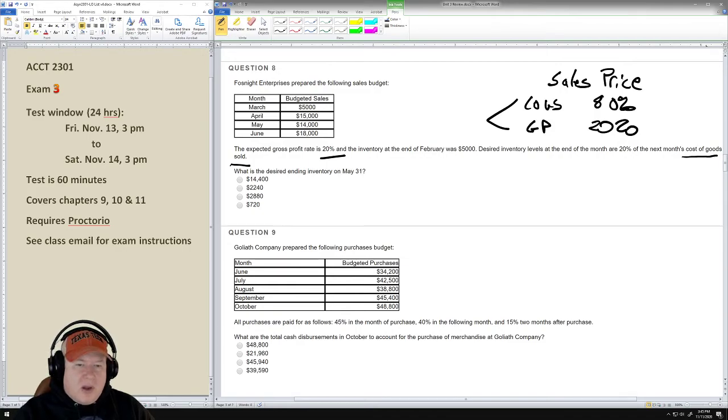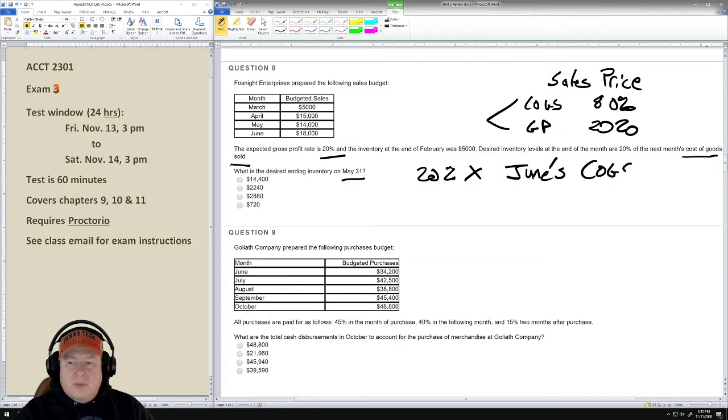Okay, and what month are we looking at? What is the desired ending inventory of May? So the desired ending inventory of May is going to be 20% times, well, what's the next month? June's COGS. So what is June's COGS?